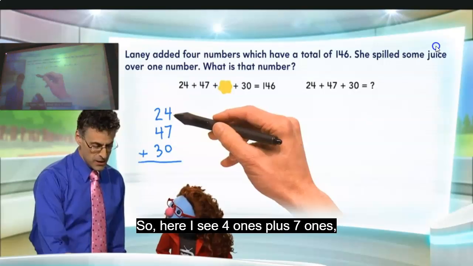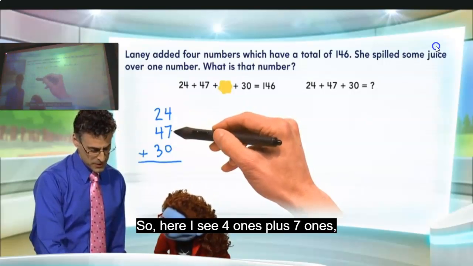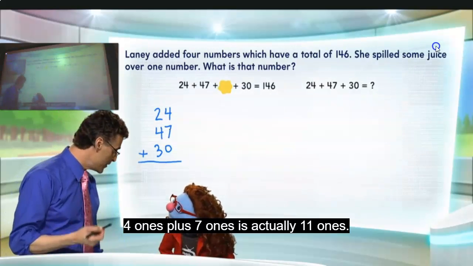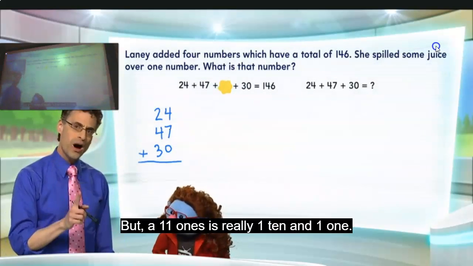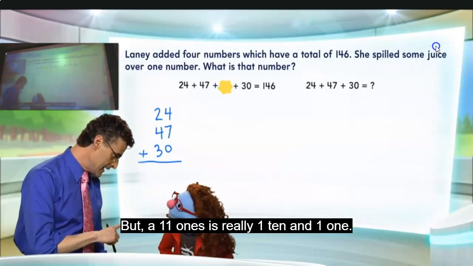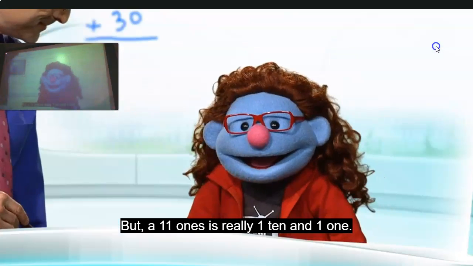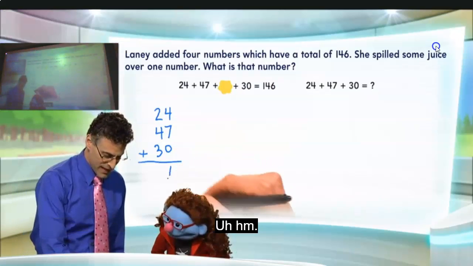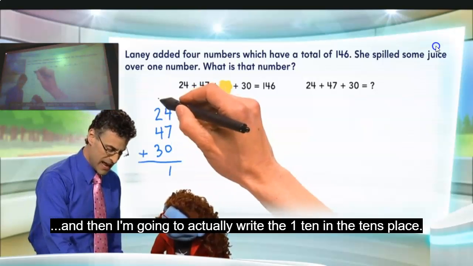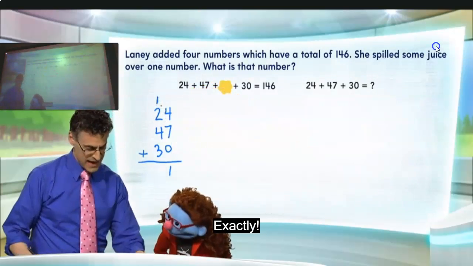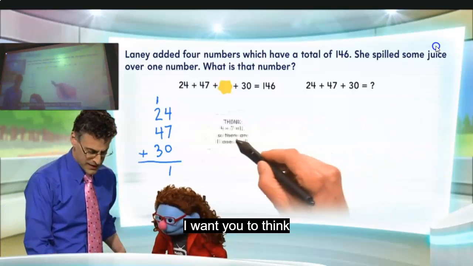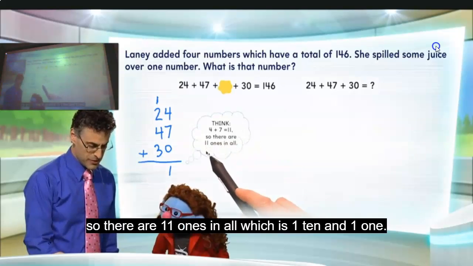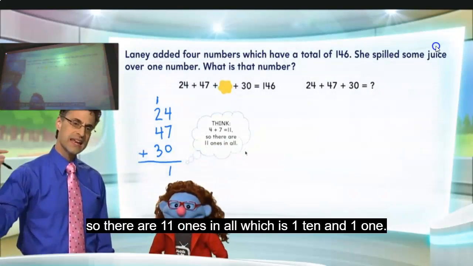And so let's think about, so here are the ones, and then here are the tens. Right. So here I see 4 ones plus 7 ones. 4 ones plus 7 ones is actually 11 ones. Yes, it is. But 11 ones is really 1 ten and 1 one. It is. So what I'm going to do is I'm going to write the 1 one right here, and then I'm going to actually write the 1 ten up there in the tens place. Exactly. And so here's how I want you to think about it. I want you to think that 4 plus 7 is 11, so there are 11 ones in all, which is 1 ten and 1 one.